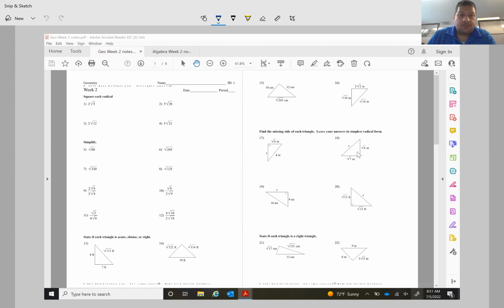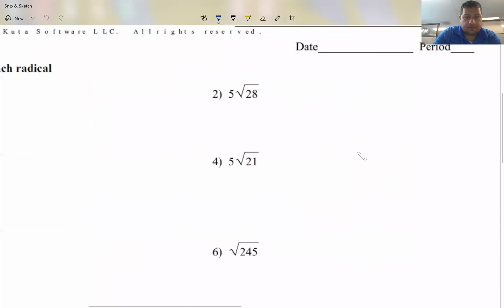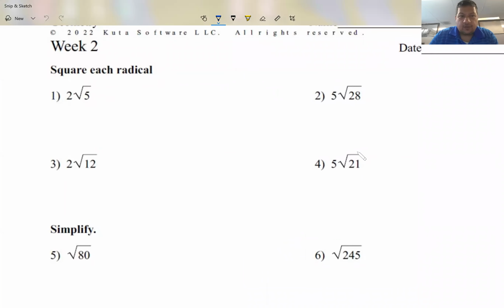All right, now we're going to be moving into what we call radicals, or people call square roots. The first part, the first 4 questions that I see here, we have to square each radical. Make sure you guys read the instructions.